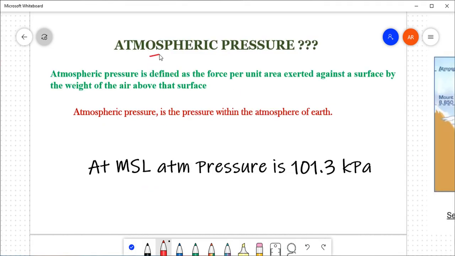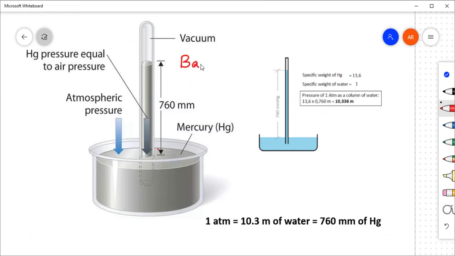Now what is atmospheric pressure? It is the pressure exerted by the atmosphere around us. And at mean sea level, atmospheric pressure is 101.3 kilopascal. Barometer is the instrument used to measure atmospheric pressure.